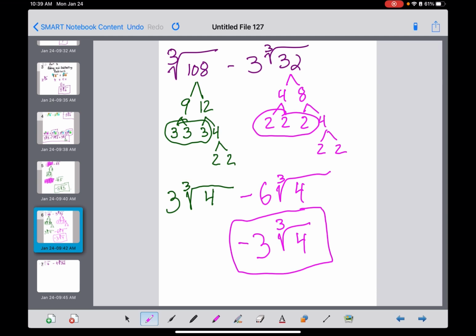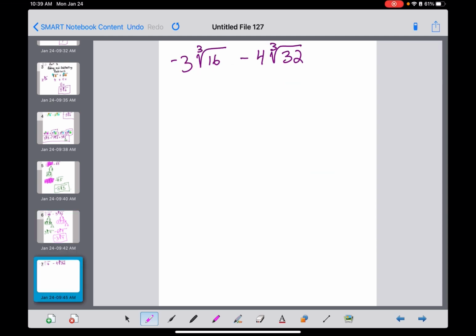Questions with that one? We okay? All right, give that one a shot. -3 times the cubed root of 16 minus 4 times the cubed root of 32.